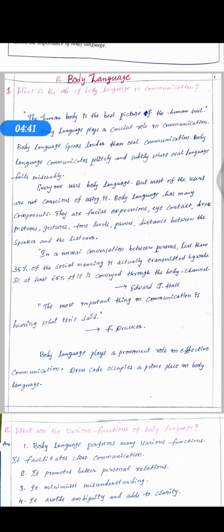In a normal conversation between persons, less than 35% of the social meaning is actually transmitted by words. So at least 65% of it is conveyed through the body channel. Non-verbal communication is acquired shortly after birth and improved and refined throughout one's lifetime. For example, children first learn non-verbal expressions by watching and imitating, much as they learn verbal skills.